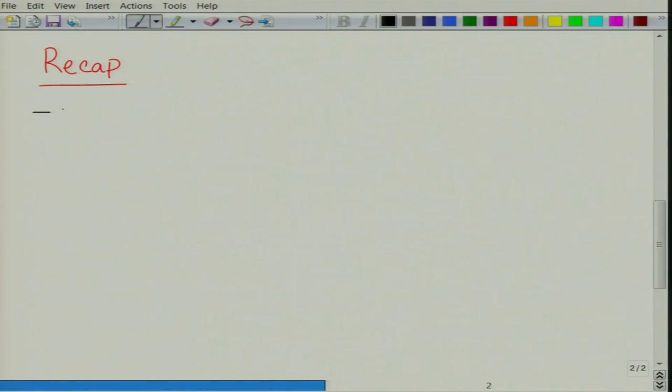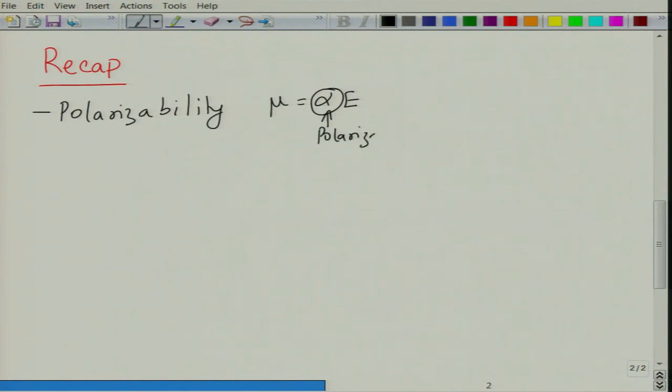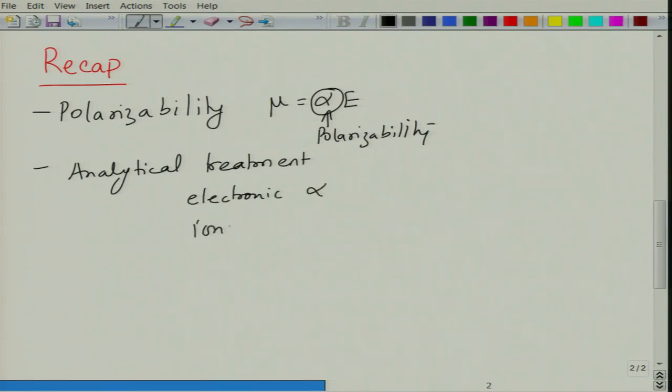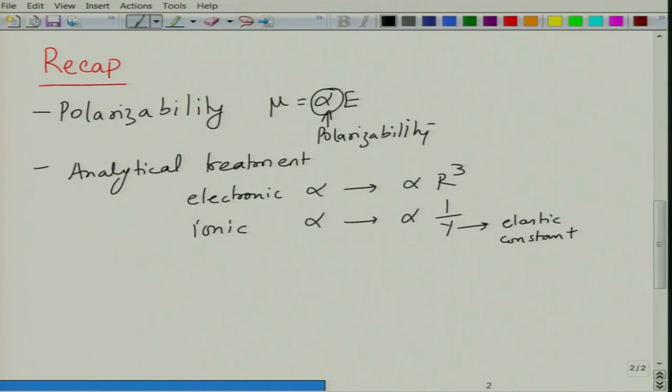So, in the previous lecture, we learnt about the polarizability, which is mu, which relates the dipole moment with the electric field. So, alpha is the polarizability, and we did analytical treatment of electronic polarizability and ionic polarizability, and here we found that it is proportional to R cube, which means bigger the atom is, more polarizable it is, and here it is inversely proportional to 1 over y, which is the elastic constant. So, more stiff the material is, or more the bond energy is, lesser it is able to polarize, which makes sense. I mean, stronger materials do not get polarized very easily.